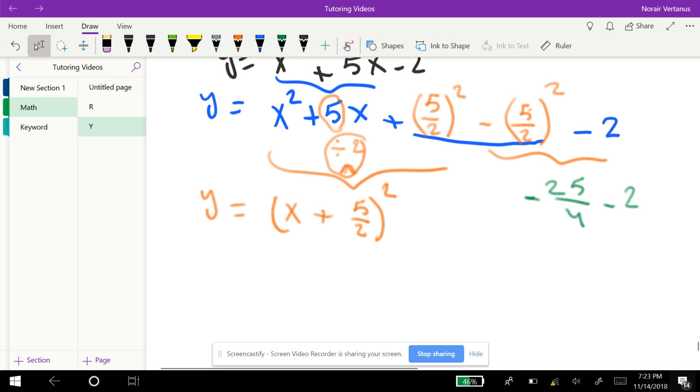And that's going to be, if you make a common denominator, it's 4. It's negative, this times 1, this times 1, so you get the same thing, 25 over 4. This times 4 to get 4 to make a common denominator, and times 4 again here. So it's going to be 8. So negative 25 minus 8 is negative 33 over 4. So that's going to be negative 33 over 4.